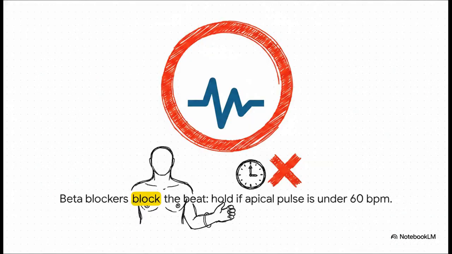So zooming in on those beta blockers for a second, the crucial clinical priority here is that beta blockers block the beat. Before you even think about pushing that pill, you are putting your stethoscope directly on their chest for a full 60 seconds to check that apical pulse. You absolutely hold the medication and notify the provider if it drops below 60 beats per minute, unless, of course, other parameters were specifically prescribed by the physician.